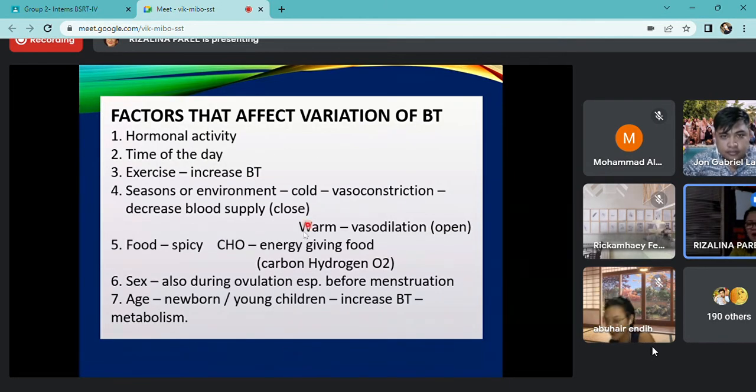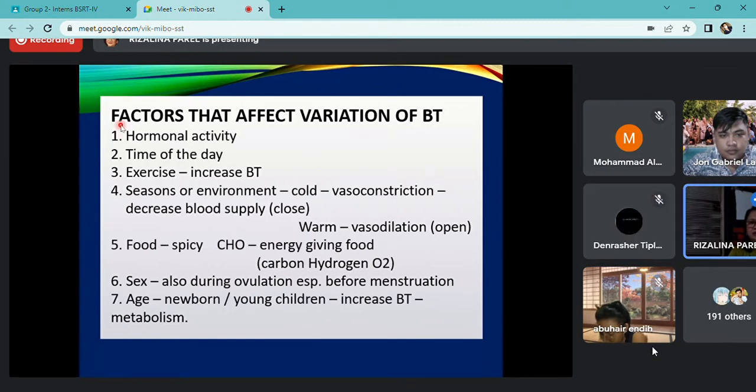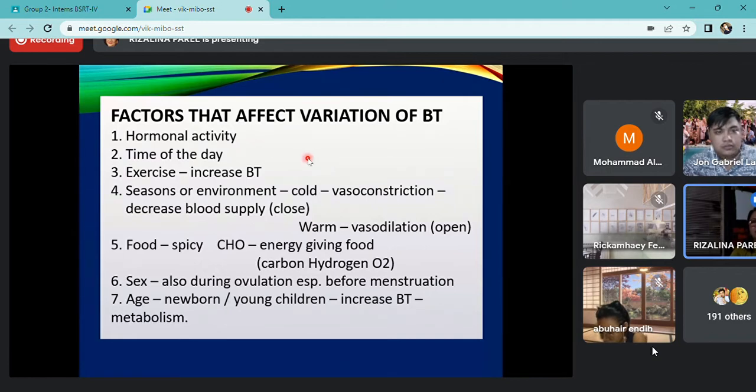And what are the factors that will affect variation of body temperature? Please take down notes. May itong mga factors na to will also affect yung ating pulse rate, blood pressure, and yung ating respiratory rate. Hormonal activity, of course, will affect the body temperature. Pag nagme-menstruation, mas mataas ang body temperature.